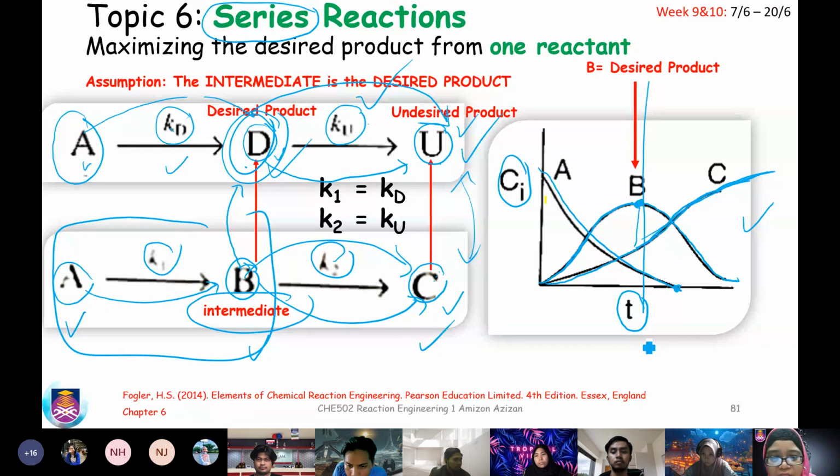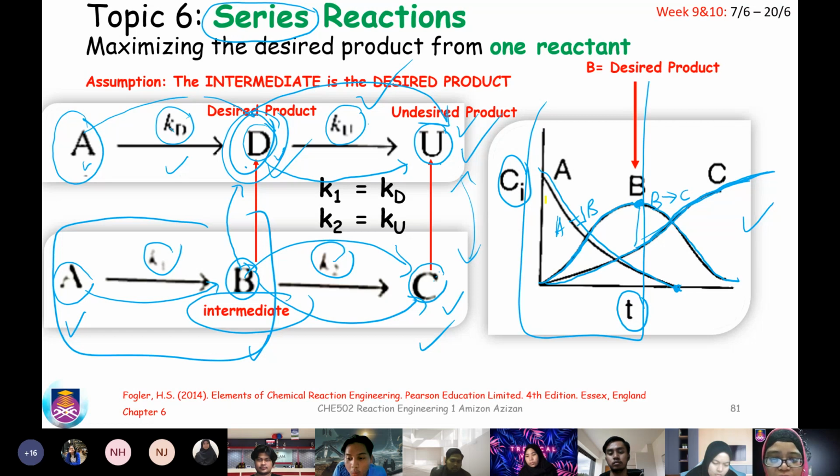Yang first part ni A to B. Second part is B to C. All right. Of course, at the same time, C is already being produced, but gradually. So that is why you see the D is gradually increasing, sampailah at one position, it keeps increasing and the B reduces. All right.